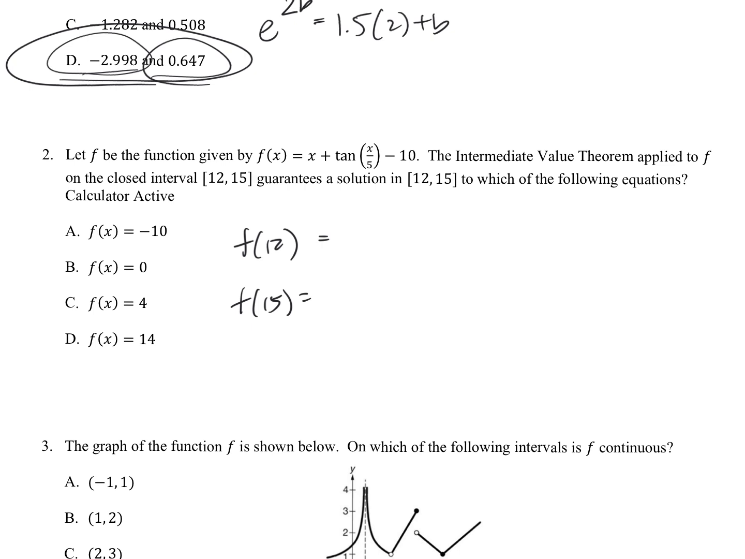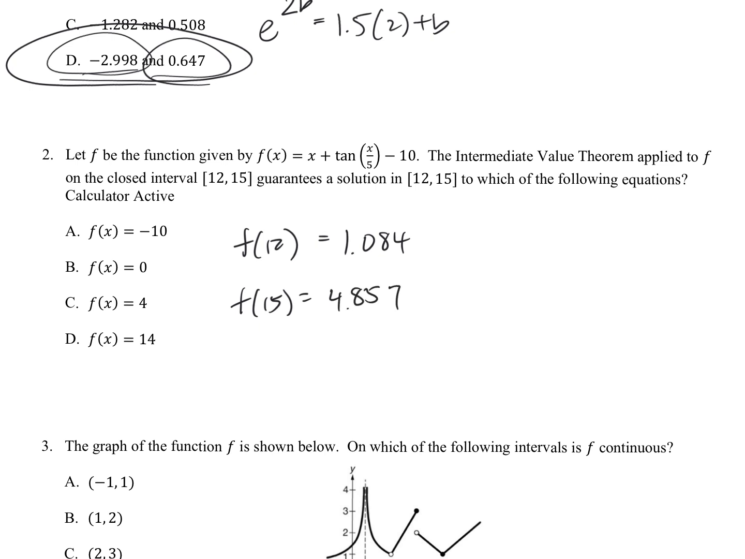We could say 12 plus the tan of 12 over 5. Oh, don't forget about that minus 10 at the end. Did you get 1.08 for my f of 12? 1.084, because they make us do 3 decimals. And then I'm going to do f of 15, and we get a little 4.857.